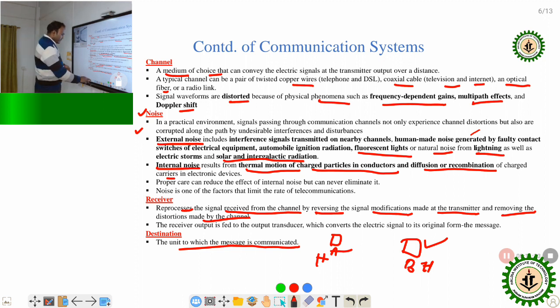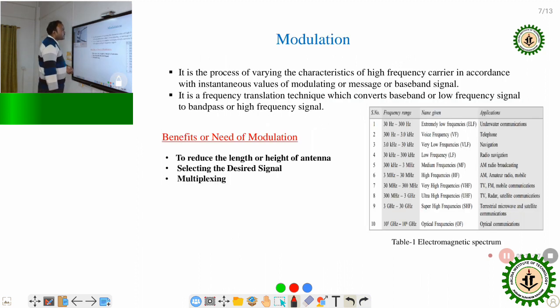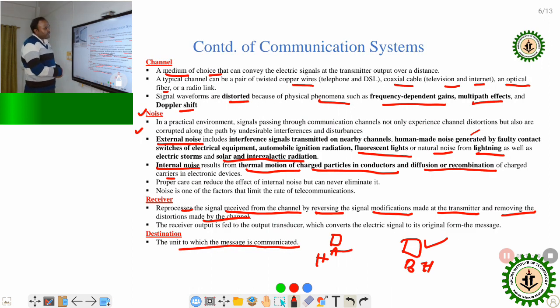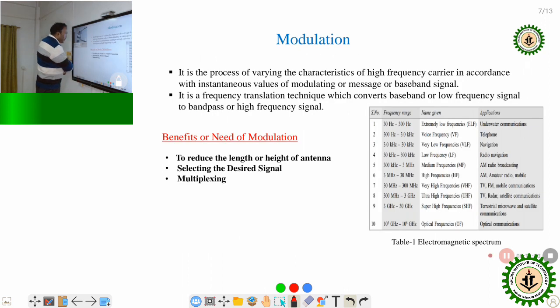So these are the basic idea of the communication system. So all the elements, whatever you need for the communication system, that we can try to give some explanation. Now, next point is, what is the modulation process?